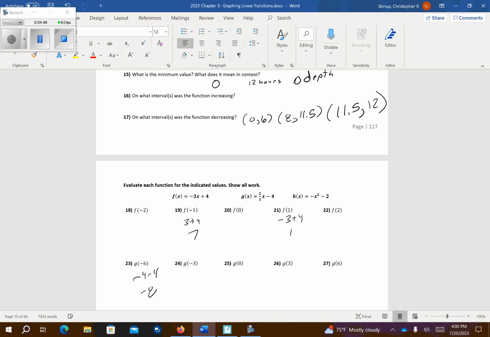Number 25, I'm going to use the g function again. Plug 0 in for x. 2/3 times 0 is 0. 0 minus 4 is -4. Number 27, g at 6, we're going to use the g function again. We're going to plug 6 in. So let's see. 2/3 of 6 is going to be 4 minus 4, so I get 0.